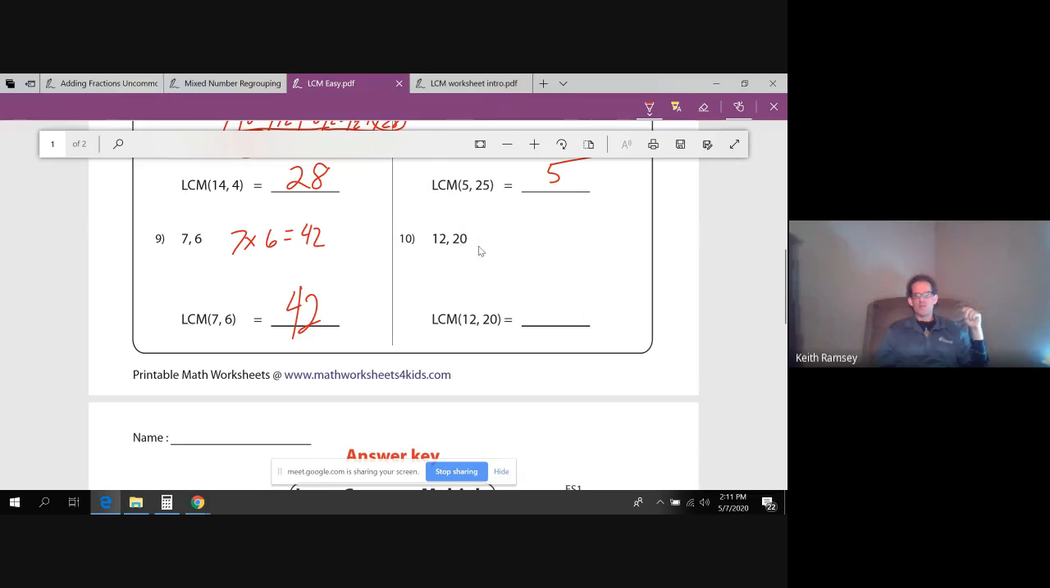For 12 and 20, if you'd carry this out, you'd have to carry this all the way out until you'd get 60. So for 20, I have 20, 40, 60. And then for 12, I know 12 times 5 is 60. So I have 12 times 2 is 24, and I have 36, and I have 48, and eventually I'd get 60. So your least common multiple there is going to be 60.